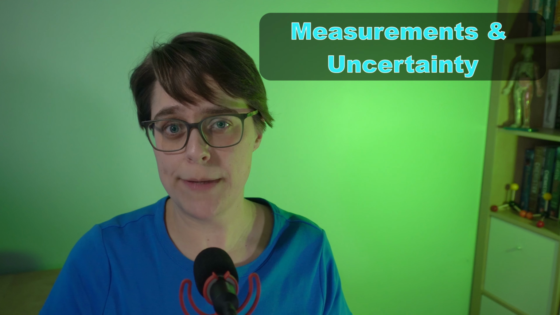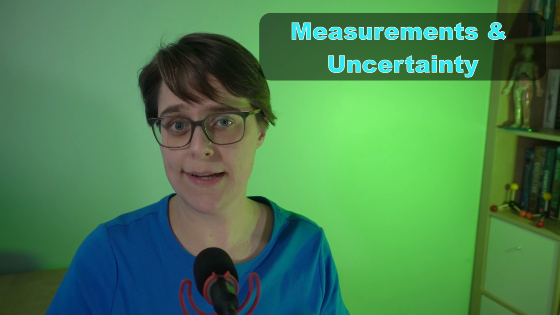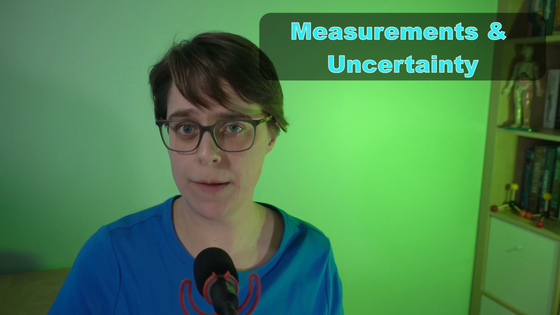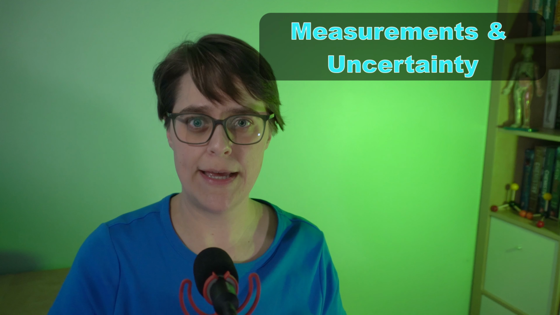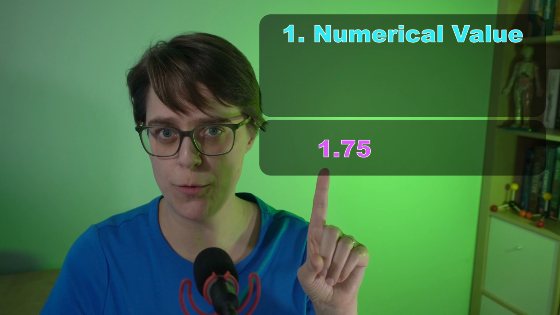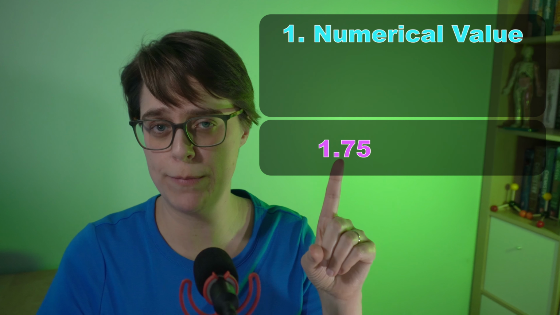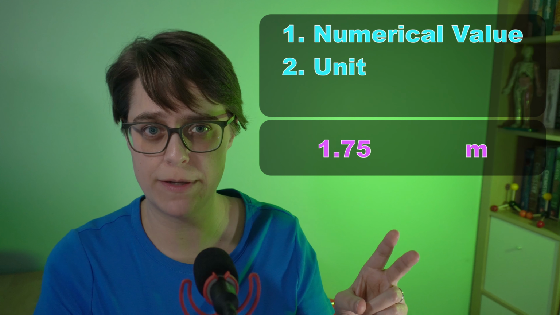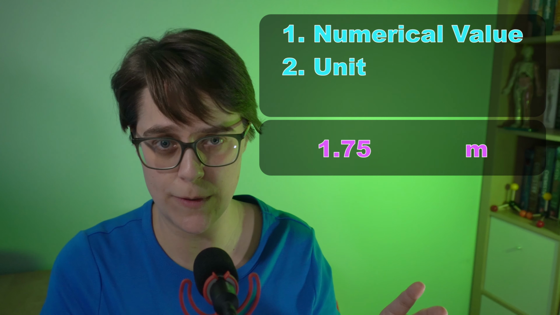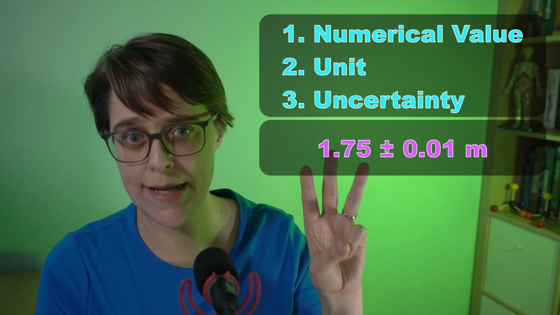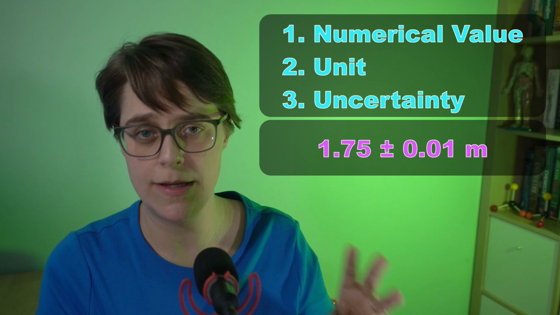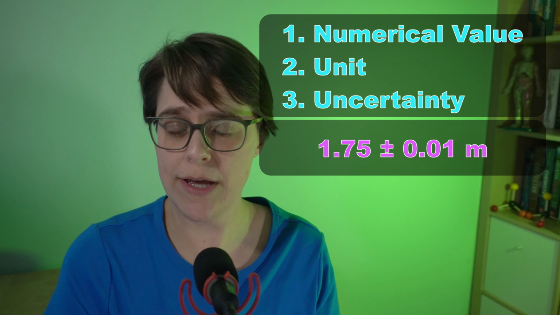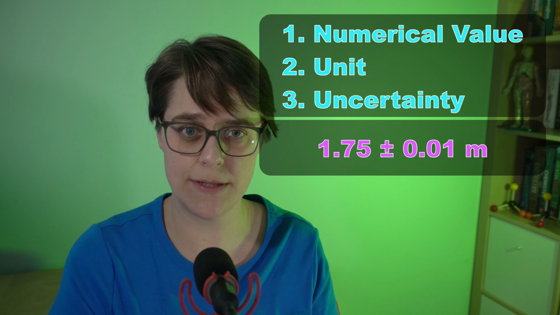Measurement is a fundamental process in science that allows us to quantify and compare physical properties. Every measurement consists of three basic parts: a numerical value, which is the actual measured quantity, a unit, which is the standard used for comparison, and the one that a lot of people forget about, an estimate of the uncertainty, meaning an indication of how precise the measurement is.